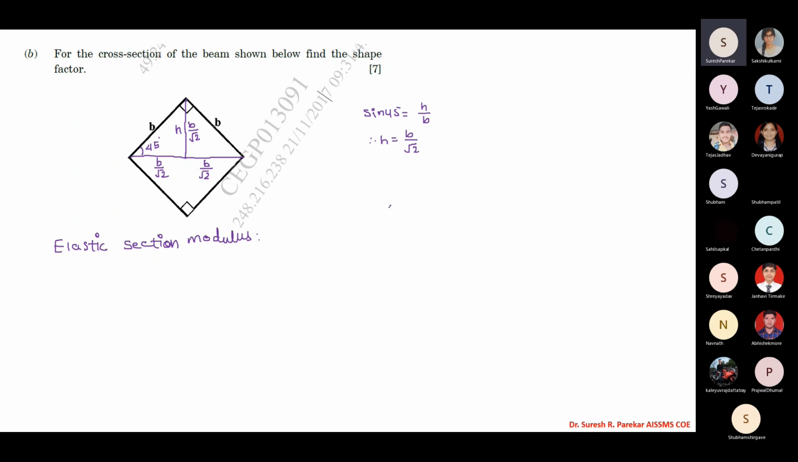So now your triangle becomes in this fashion. So we have this as root 2 B, because B by root 2 plus B by root 2, we will get it equal to 2B upon root 2, and one root 2 gets cancelled and we will have root 2 B, and H we have B by root 2.